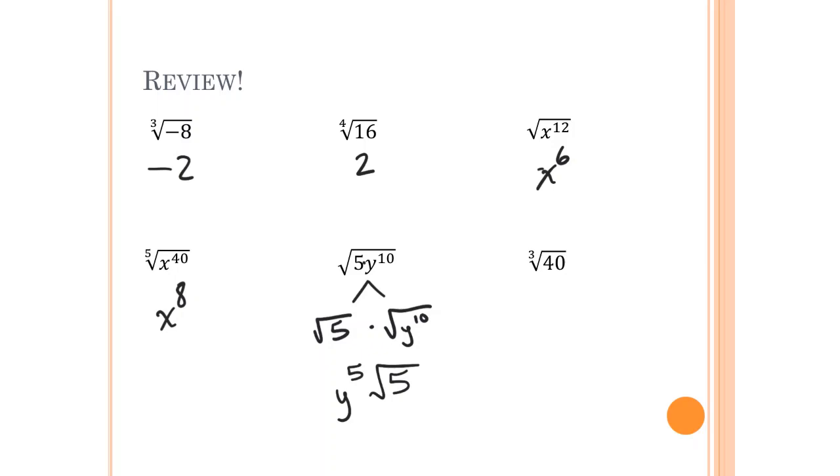Next one, the cube root of 40. Can't take a cube root of 40, but I can take 40 and split it into 8 and 5. I can take the cube root of 8, that's 2, times the cube root of 5, which I can't do. So again, you want to use that product rule to split those apart because parts of them can be simplified.